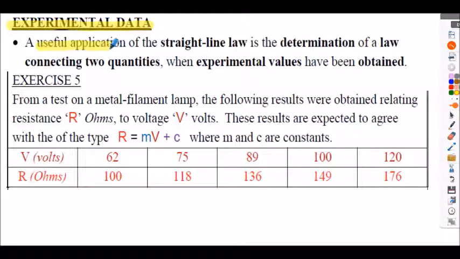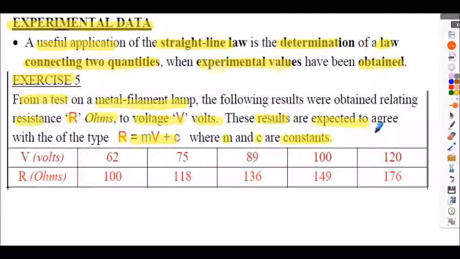So a useful application of the straight line law is to determine the law that connects two quantities when experimental values have been obtained. So in exercise 5 here, we've got a test on a metal filament lamp, and the results are shown in the table. Resistance R in ohms against the voltage V volts. The results are expected to agree with an equation of the form R is equal to mv plus c, where m and c are constants.